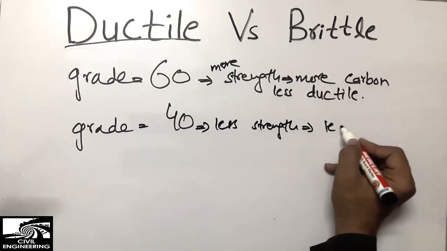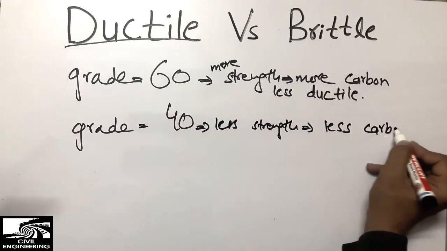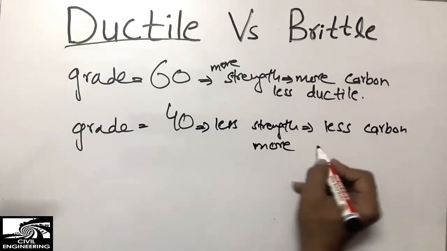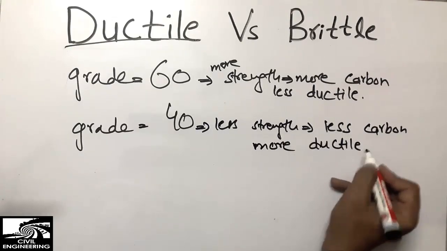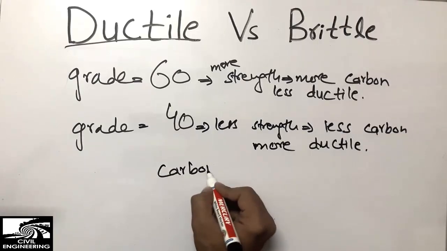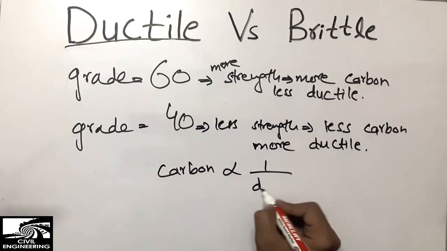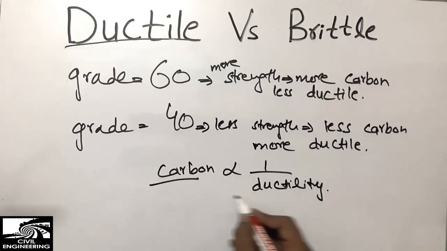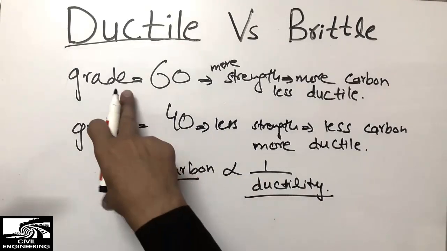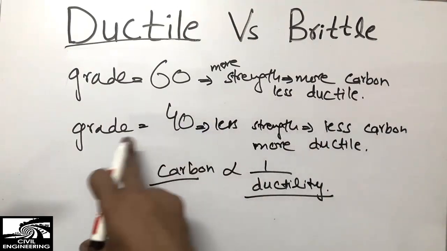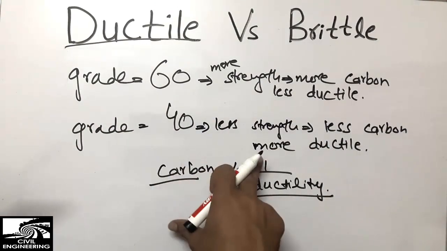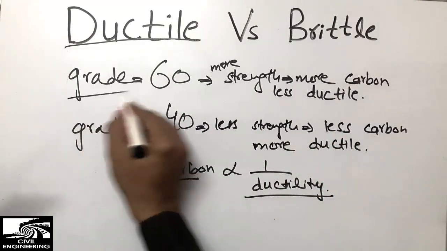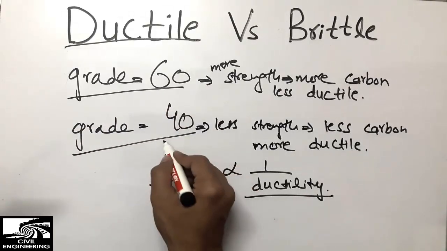It has less strength due to less carbon, and when less carbon is used, it will be more ductile, right? More ductile. So it means the carbon content is inversely proportional to the ductility. The more the carbon content, the less the ductility. Grade 60 has more carbon, so it has less ductility. Grade 40 has less carbon, so it has more ductility, and also the carbon is directly proportional to the strength. More carbon, so more strength. Less carbon, so less strength.